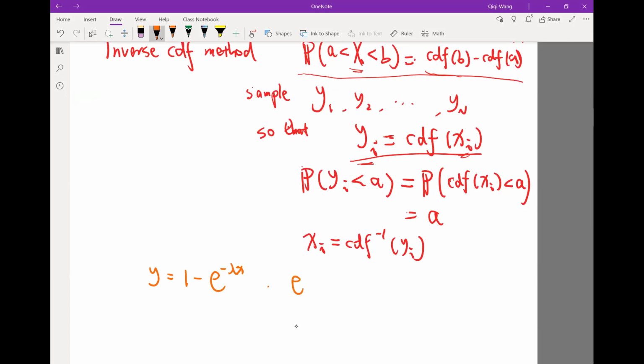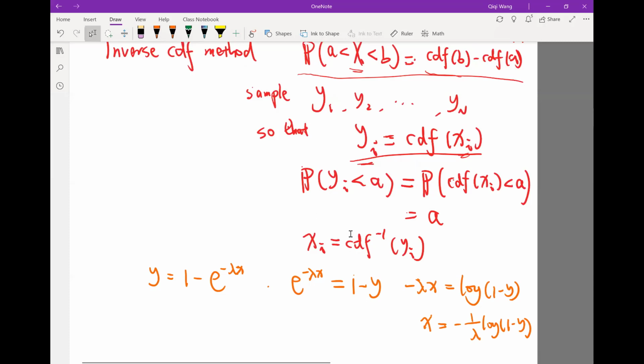So rearrange the two sides. We have e to the minus lambda x equal to, let's move y to the right-hand side, 1 minus y. So minus lambda x would be equal to log of 1 minus y, which means x would be equal to minus 1 over lambda log of 1 minus y. That's my inverse CDF.